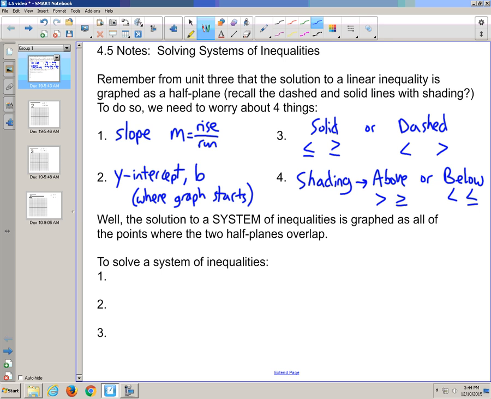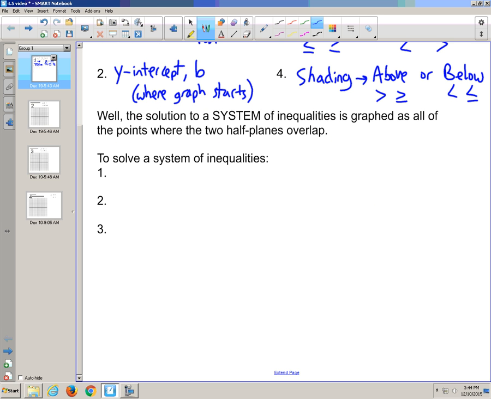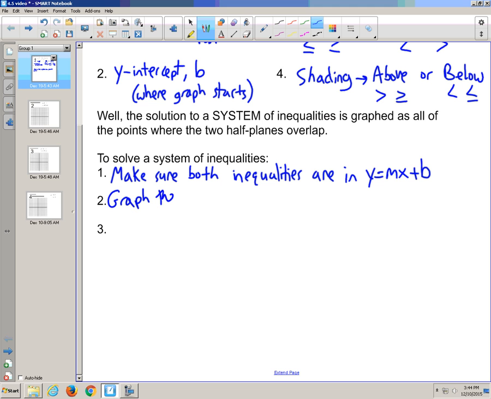So that's all review. Now, that applies for a single inequality, but it also applies for a system of inequalities. So our general steps to graphing and solving a system of inequalities: step 1, make sure both inequalities are in y equals mx plus b form. We want to make sure that they're in slope-intercept form because that's the easiest way to graph them. Step 2, graph the first inequality.